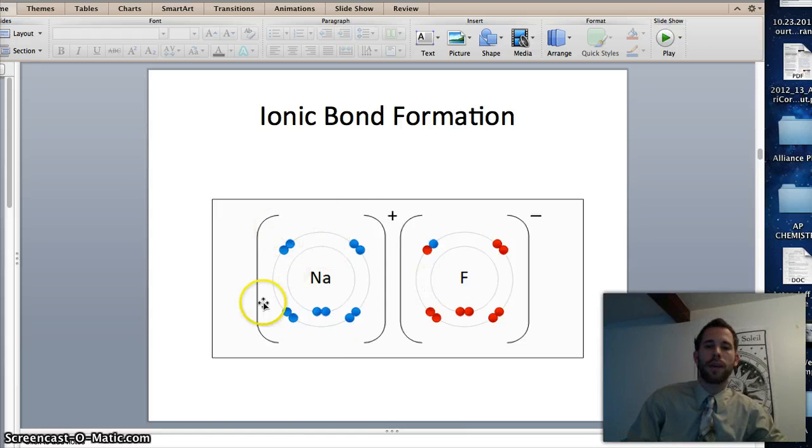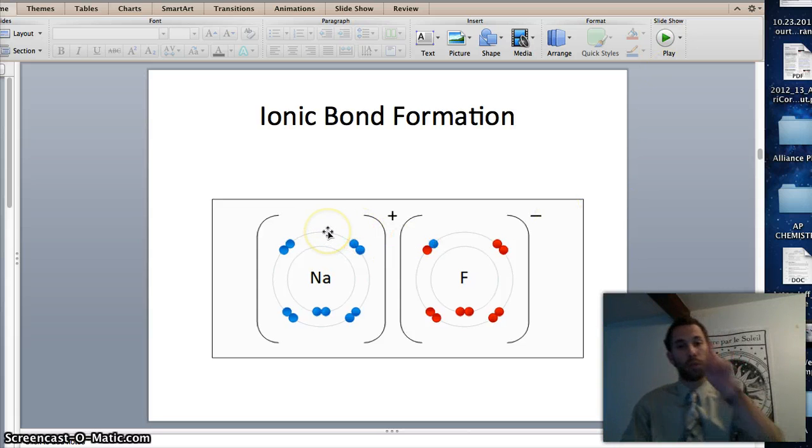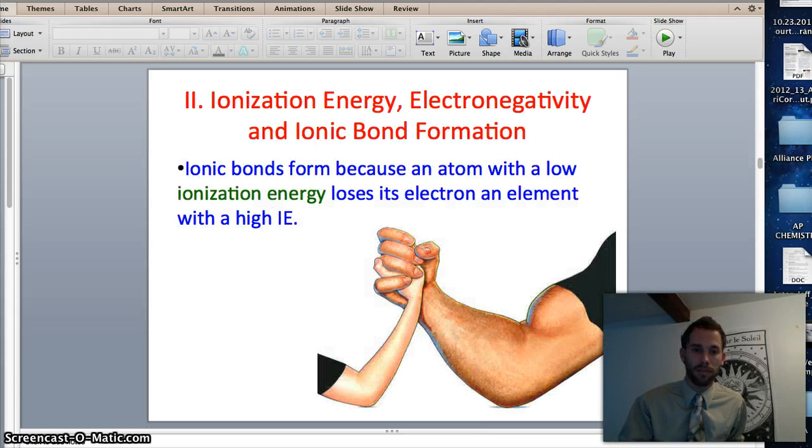Here's what it looks like right here. Here we have sodium and we have fluorine. Fluorine is going to steal an electron away from sodium because sodium has 1 valence electron. Fluorine has 7, so it only needs 1. So it's going to take that electron from sodium, keep it to itself, and become an ion. Now over here we have an anion, a negatively charged ion. And sodium is a cation, a positively charged ion. These two charges are attracted to each other, and it forms a bond. We know this as an ionic bond.